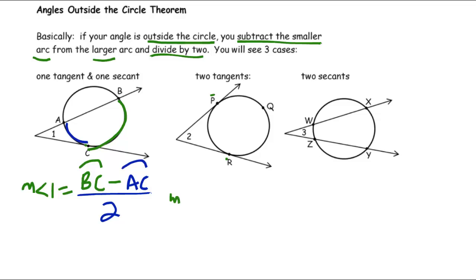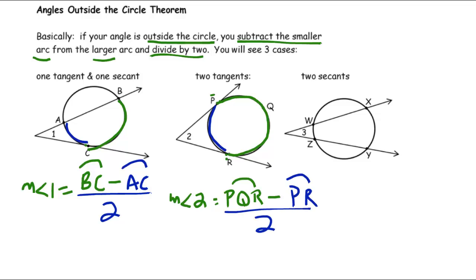The measure of angle 2. I'm going to take the larger arc, which starts where that angle intercepts. I have to go all the way around to get the larger arc, which is going to be PQR. Subtract the smaller arc, and that's the inside arc that angle intercepts again, PR, and I've got to divide that all by 2 to get the angle measure. Okay, I think you guys get the idea, so I'm going to move on to the example.